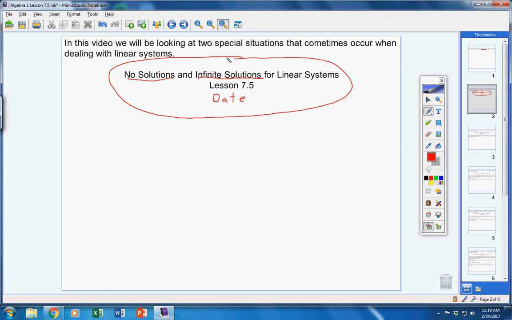And by the way, while you're copying down this heading, now you can see what the two special situations are. Sometimes we have no solution, and sometimes we have infinite solutions for linear systems, okay? So please copy this down. No solution and infinite solutions for linear systems, lesson 7.5. And be sure and include today's date.